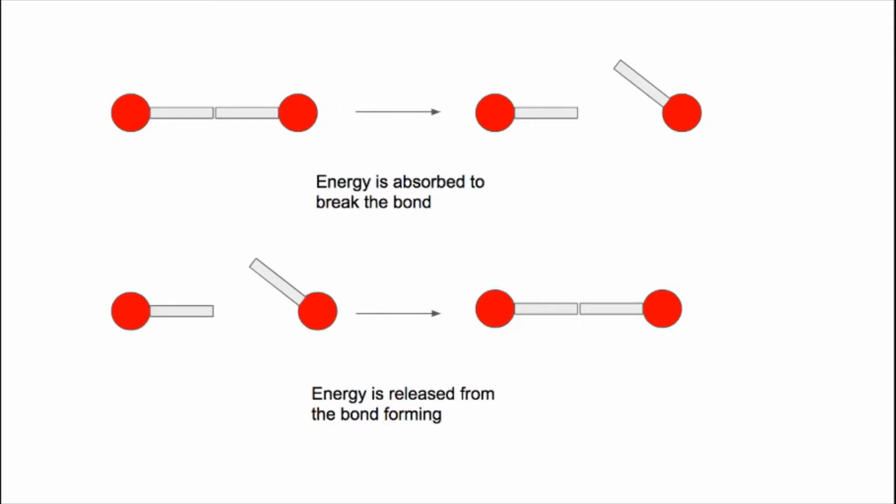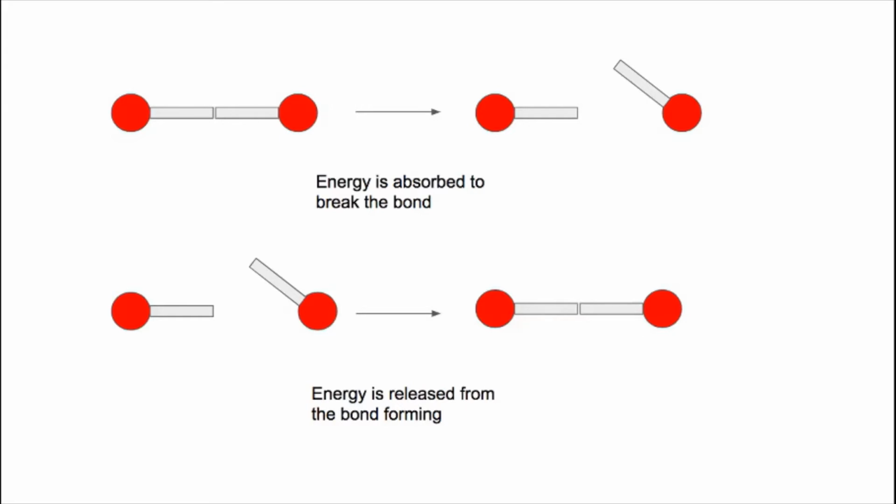Chemical bonds are the result of electrostatic attractions between atoms or ions. In order to overcome these attractions, or to break the bond, energy must be absorbed. In other words, bond breaking is endothermic. Conversely, when new chemical bonds are formed, energy is released. Therefore, bond making is exothermic.